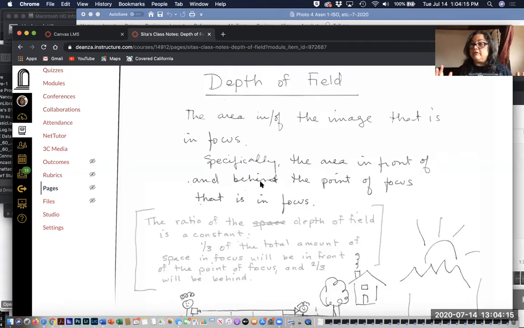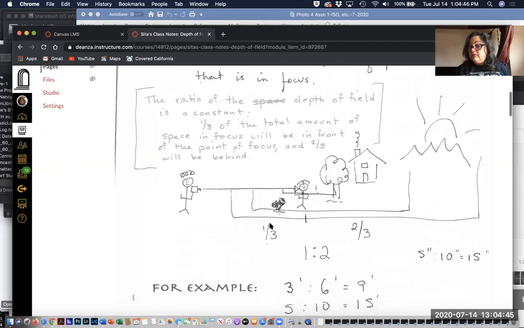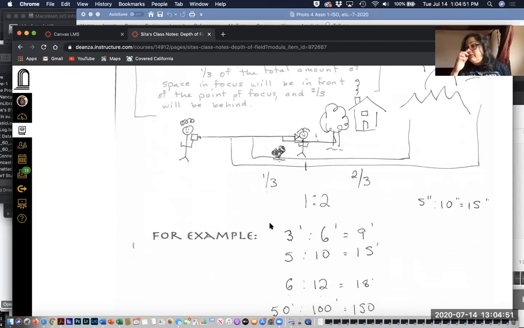So when you focus on a point, there's always a certain amount of space in front of and behind that point that is also in focus. So if you focus on my nose, for example, there's a certain amount of space in front of my nose and behind my nose that is also in focus. And that area or amount of space is the depth of field. And it can be a tiny amount of space or a huge amount of space. The ratio of that space is the same. So of the total amount of space that's in focus, one third will be in front of my nose and two thirds behind.